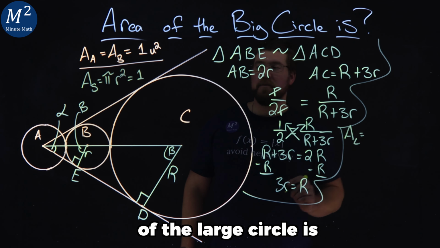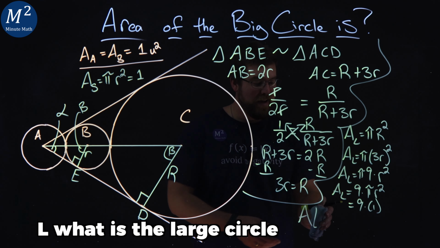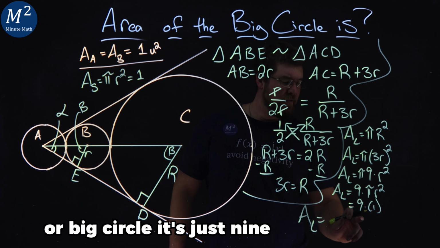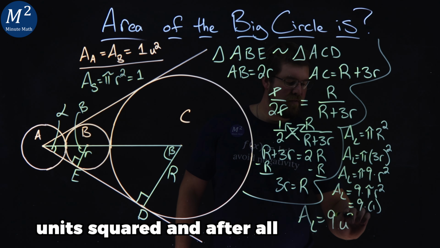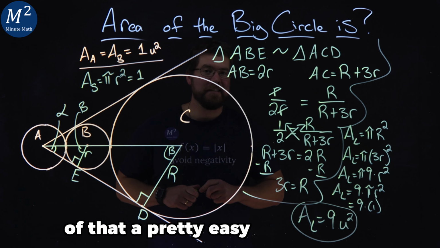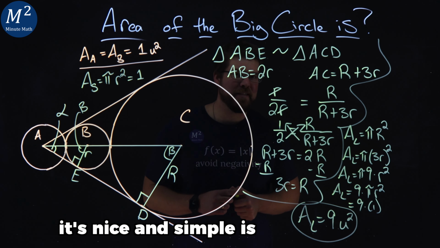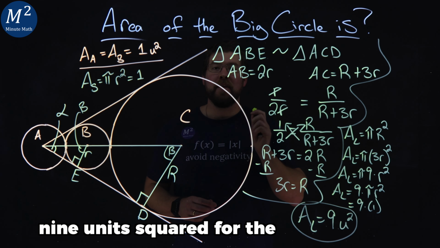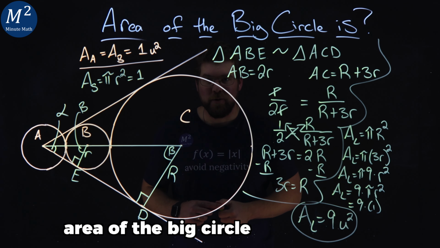And well, pi little r squared is equal to 1. So we have 9 times 1 here, and the area of the large circle, or big circle, is just 9 units squared. And after all of that, a pretty easy answer, it's always nice when it's nice and simple, is 9 units squared for the area of the big circle.